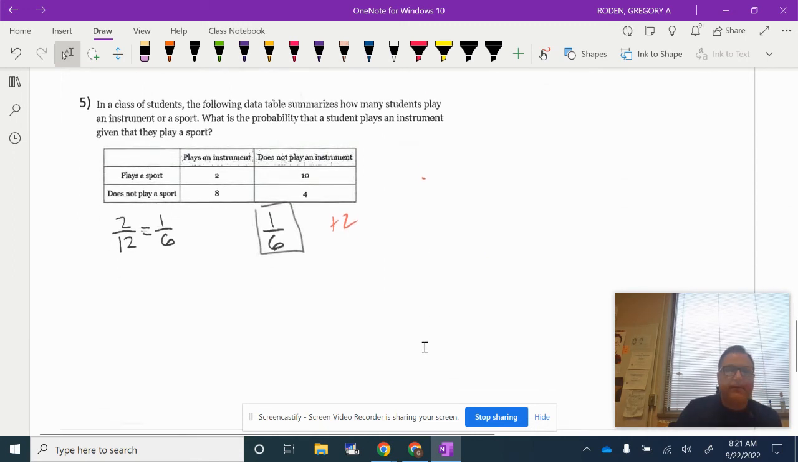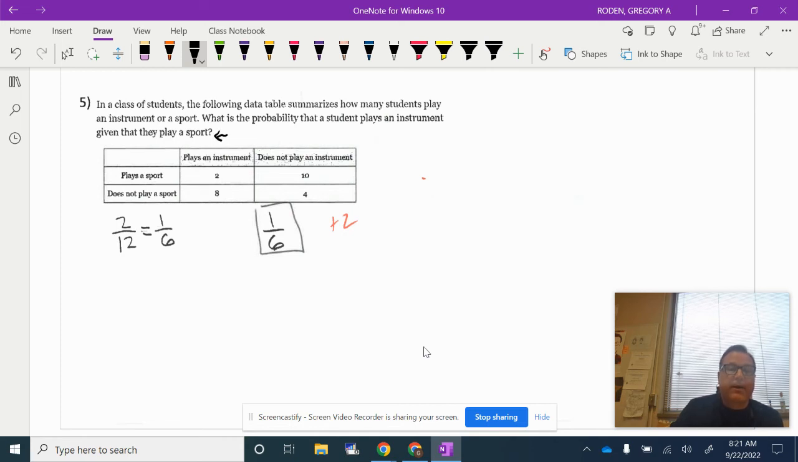A lot of you missed this one. So here's the thing. In a class of students, the following data summarizes how many students play an instrument or a sport. What is the probability that a student plays an instrument given they also play a sport? So given they play a sport.